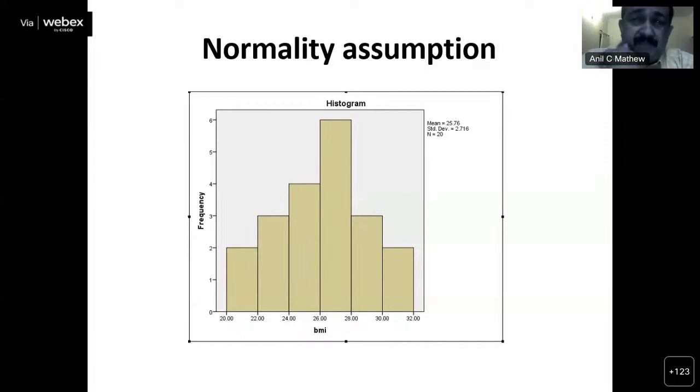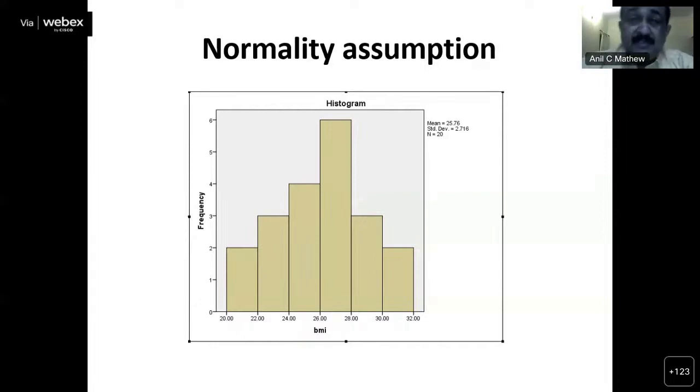Especially if you want to do a multiple regression analysis, the assumption basically focuses on the dependent variable more than the independent variable. So the main assumption for doing multiple regression is that the dependent variable should follow a normal distribution. But if you want to do a Poisson regression analysis, the assumption is the dependent variable should follow a Poisson distribution. And if you want to do a logistic regression analysis, the assumption is the dependent variable should follow a binomial distribution. But here the dependent variable is body mass index, and we are interested in doing the multiple regression analysis.